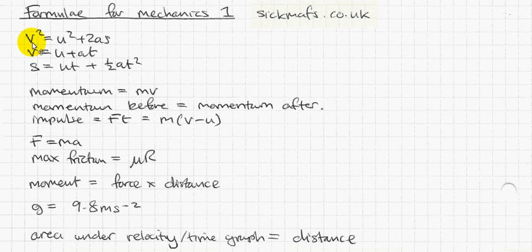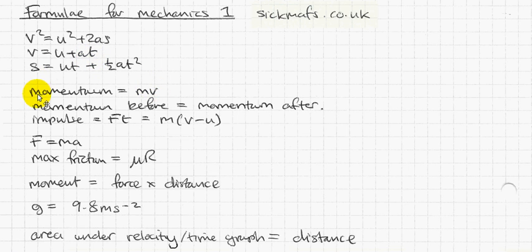Just briefly, V equals the final speed or velocity, U equals initial velocity, A stands for your acceleration, S stands for your displacement or distance, T for time, and that's all.